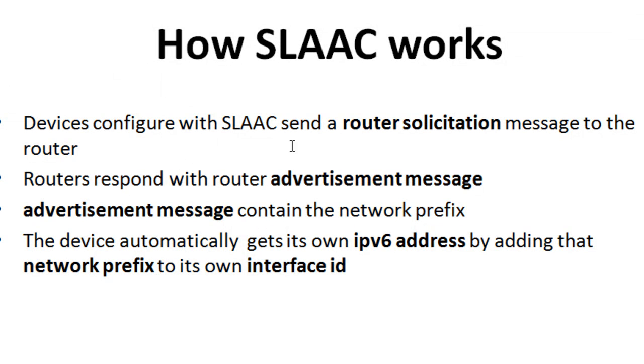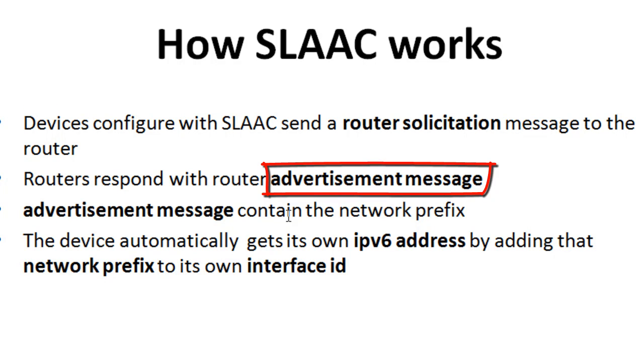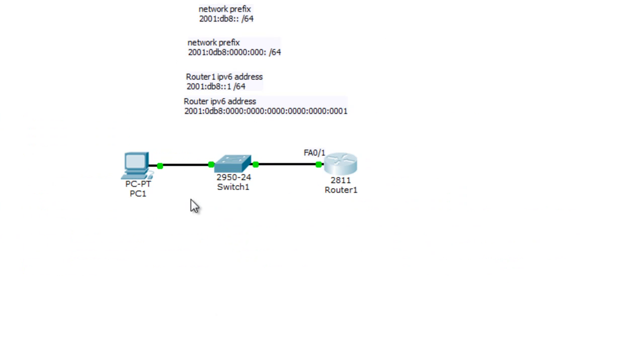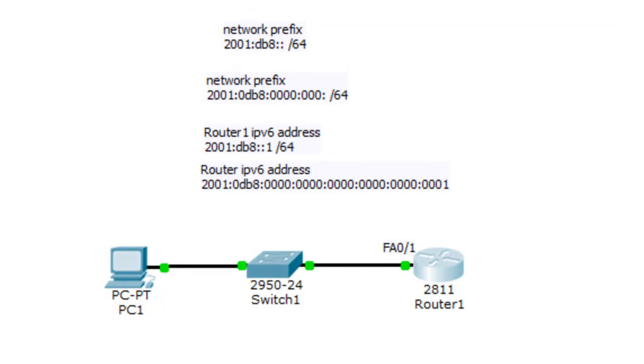With SLAAC, if the device is configured with SLAAC, it's going to send what we call a router solicitation message to the router, and the router will respond with what we call a router advertisement message. And this router advertisement message is going to contain the prefix. So in order to prove all these things, let me go back to Cisco Packet Tracer. I'm going to show you how it works, so you can have a good understanding of this SLAAC configuration.